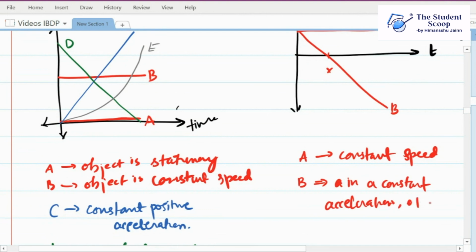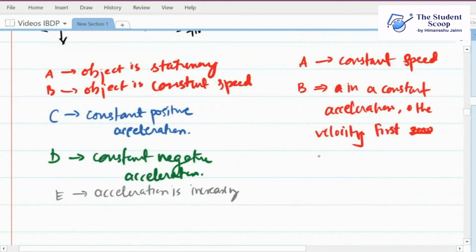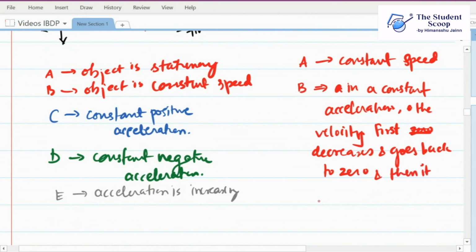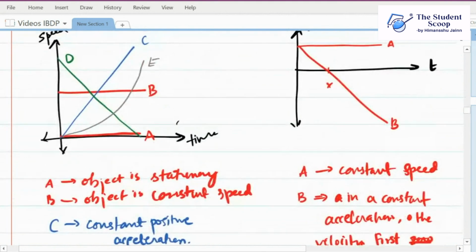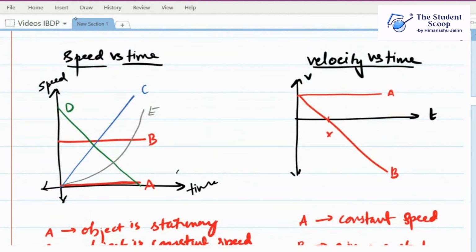The velocity first decreases and goes back to zero. This velocity decreases, and then it increases in the opposite direction. Like this, there can be many more points, but these are the important ones.